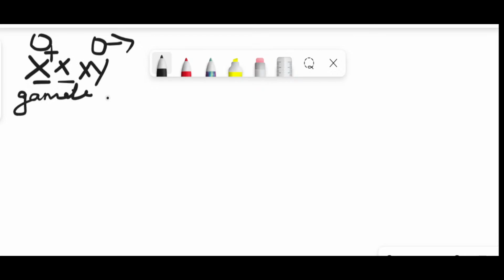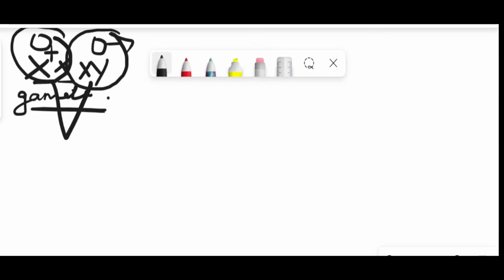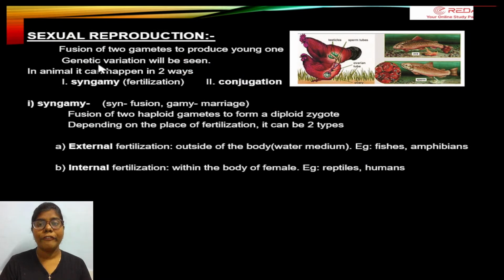Without knowing the word gamete, you cannot learn sexual reproduction. So the word gamete is used in the case of sexual reproduction. So one parent and another parent, two parents are involved here to produce a young one. So this kind of reproduction is called sexual reproduction. Here there is a fusion of two gametes, that is X and Y combined, to form a new young one.